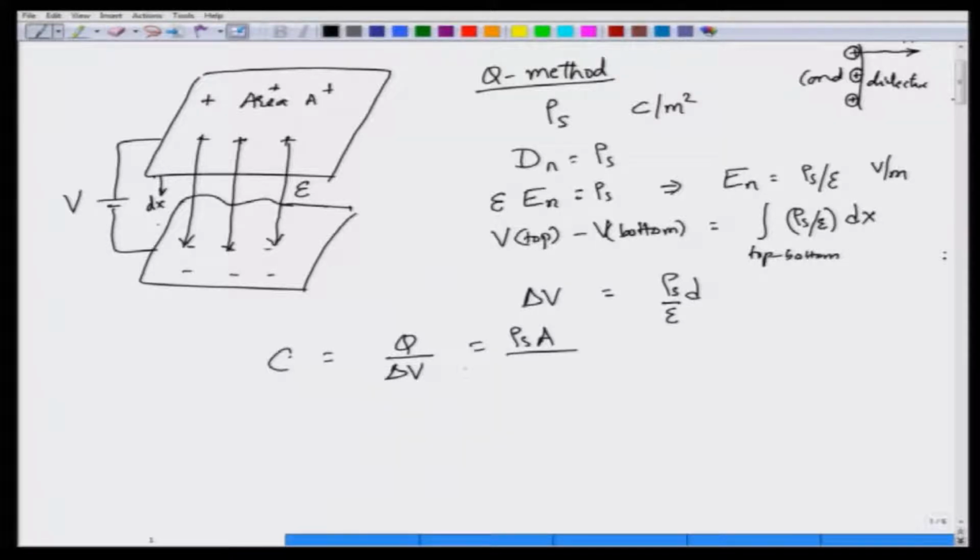Now, divide this by the potential difference that exists between the plates, which is rho s d by epsilon. Rho s clearly cancels in the numerator and denominator, and you will be left with epsilon A by d. This is the formula for the capacitance that we were looking for. Unfortunately, this formula is wrong.